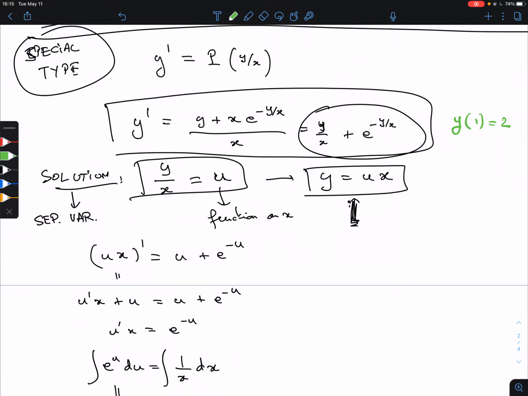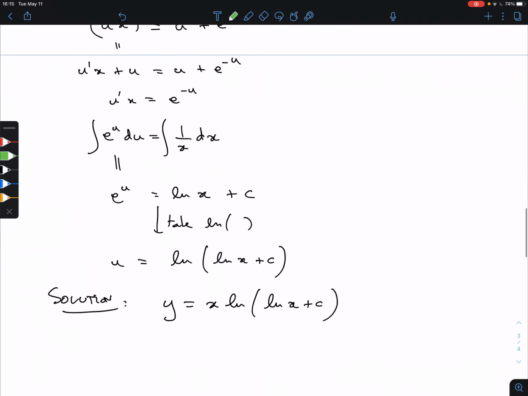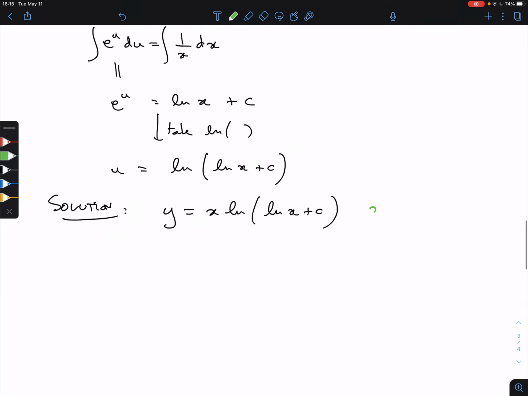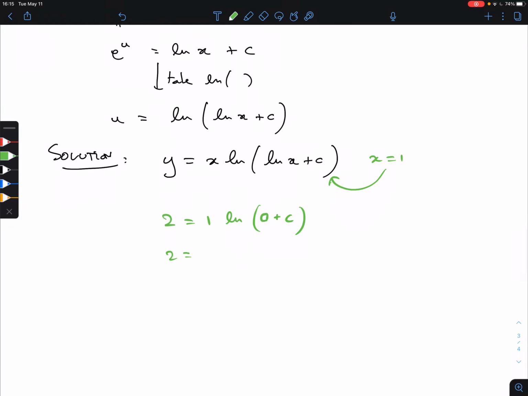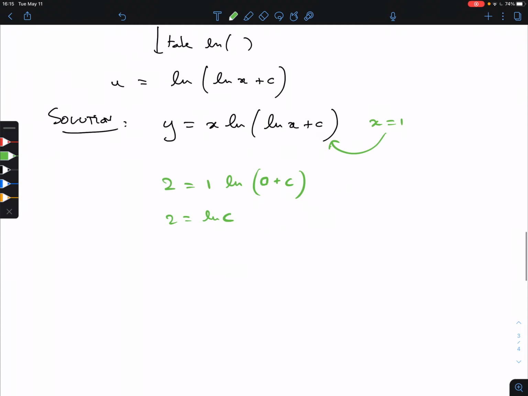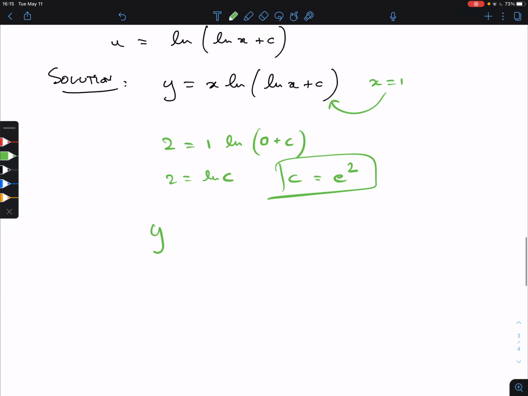Again, where does it come from? I don't know. I just made this up. So for the initial condition, now I plug in x equals 1 in this equation. Then this becomes 2. This is 1. This is the ln of ln of 1 plus c. The ln of 1 is 0, plus c. So we see that 2 is the ln of c. So c is e to the e squared. And so my solution for the initial value problem is x ln of ln x plus e squared. And there we are. And that's how we solve these things.